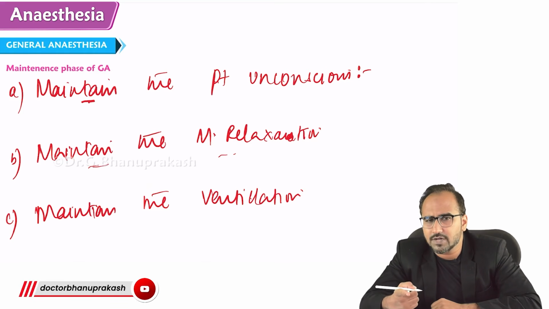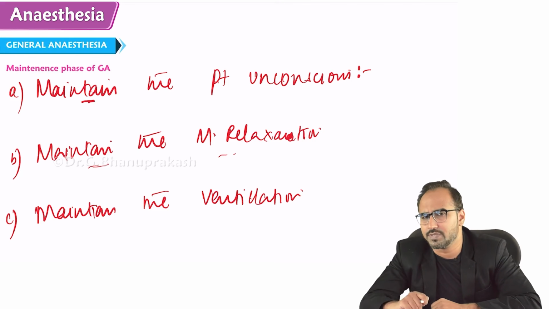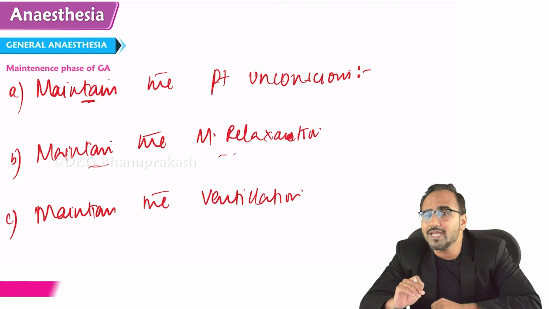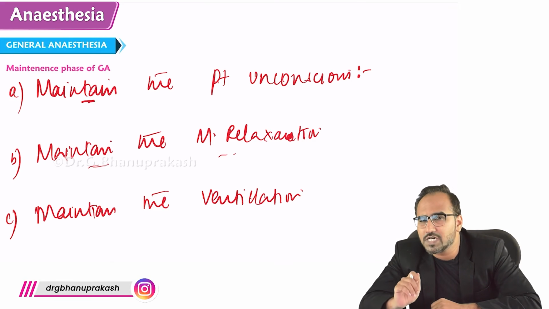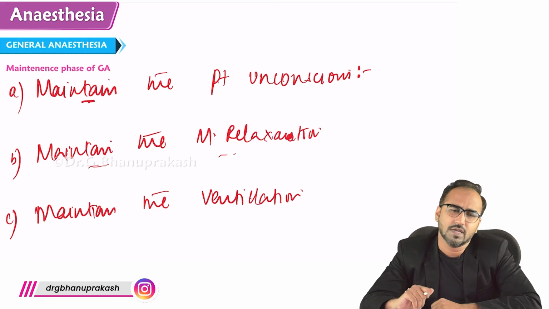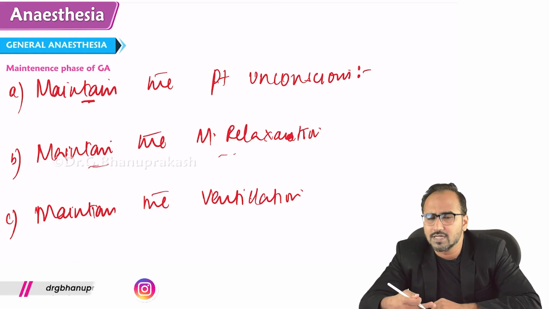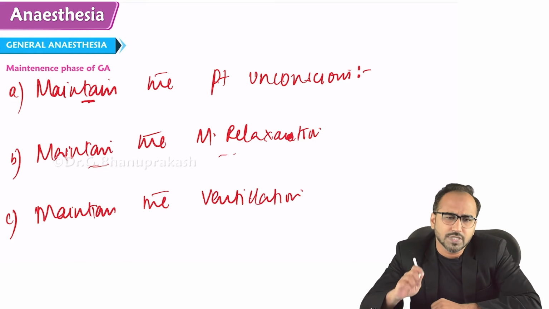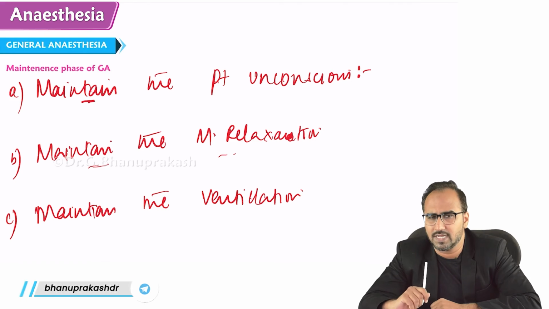To make the patient unconscious, you use an IV induction agent. Propofol, etomidate, thiopentone, ketamine are examples of IV induction agents. Any one of the four you will use. But how will you maintain the patient unconscious? Your IV induction agent works for only 10 minutes. Will you repeat the doses of IV induction agent? No. Top-up doses are only allowed in epidural, not for general or spinal, right?